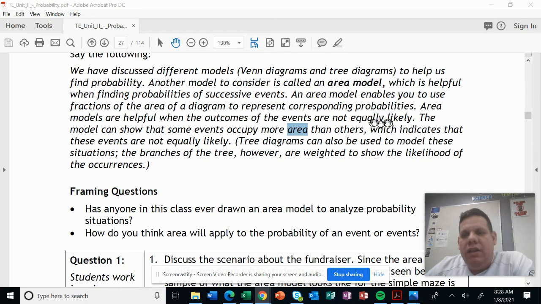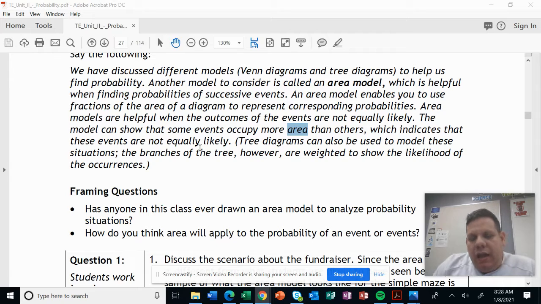Okay, when they are equally likely, we use the tree diagrams as we learned during the last class. But we also can represent these not equally likely models using a tree diagram, but it is better using an area model. The model can show that some events occupy more area than others, which indicates that these events are not equally likely. Tree diagrams can also be used to model the situations. The branches of the tree, however, are weighted to show the likelihood of the occurrences.